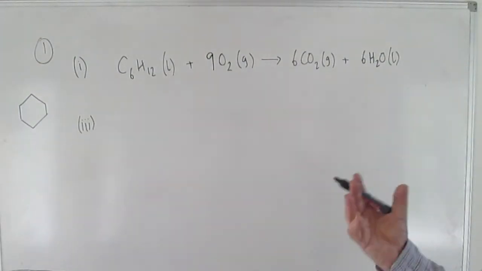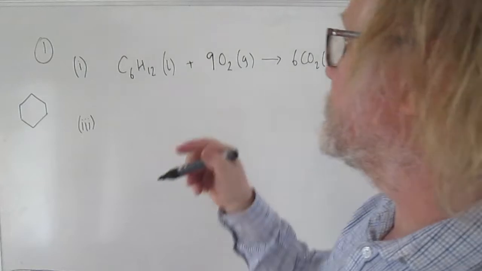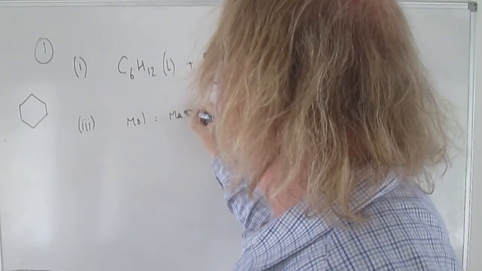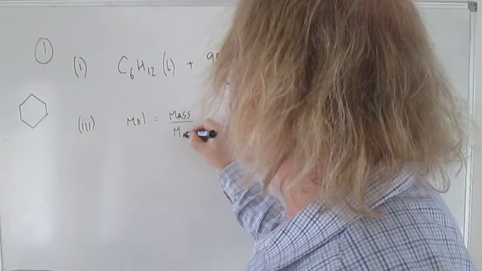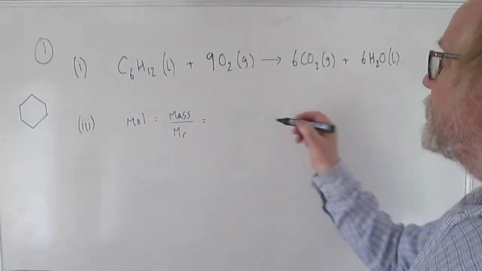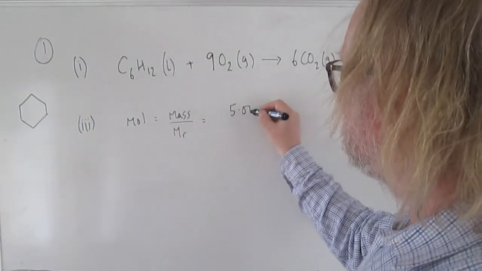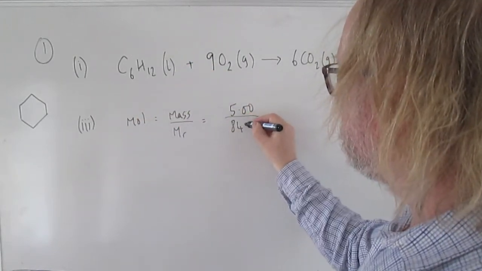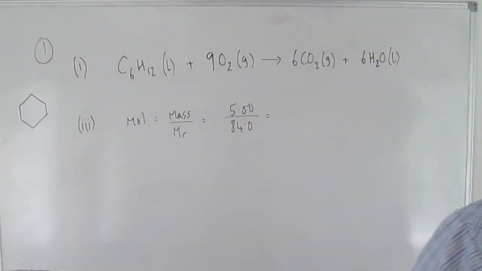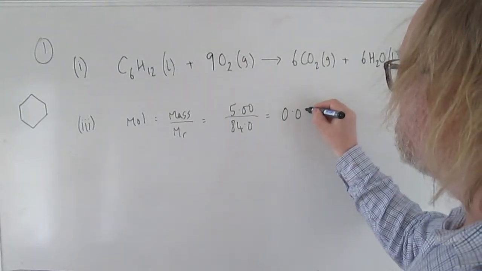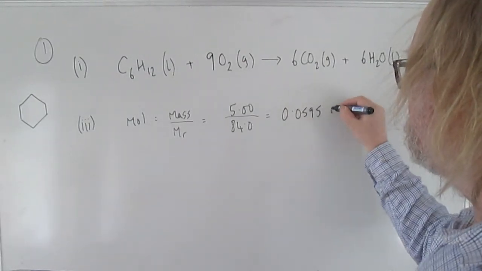So part 3 just wants to know how many moles of cyclohexane were burned. So we've just got moles is mass over Mr, and it told us that 5 grams were burned, so that's the mass, and the Mr adds up to 84.0, so you just get 0.0595 moles for that.